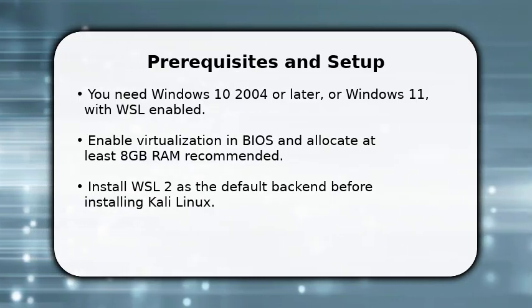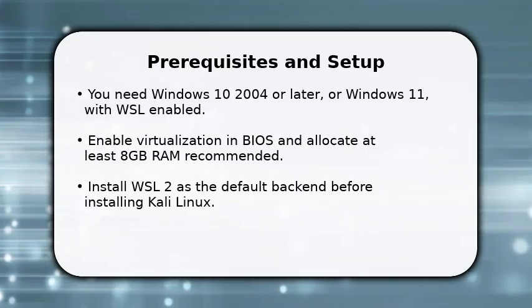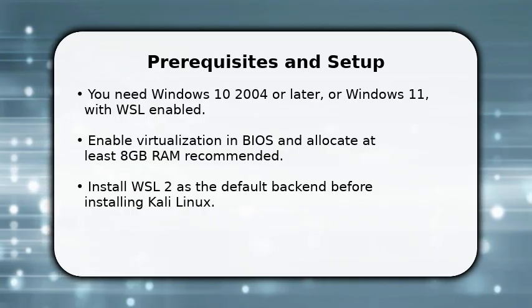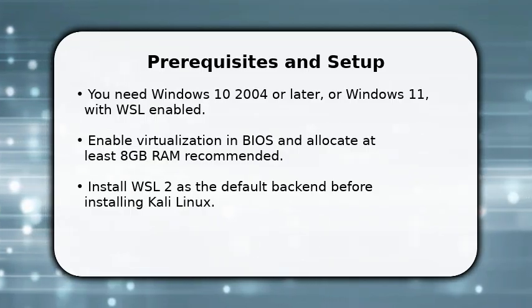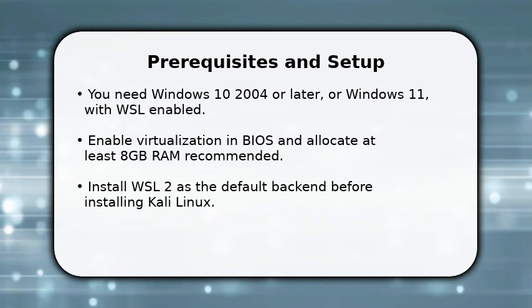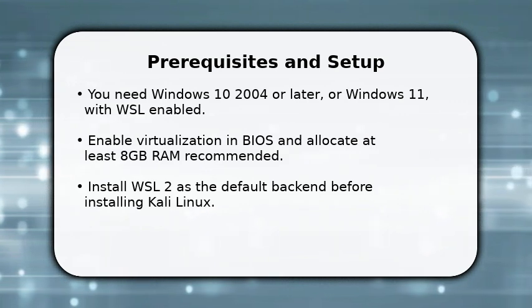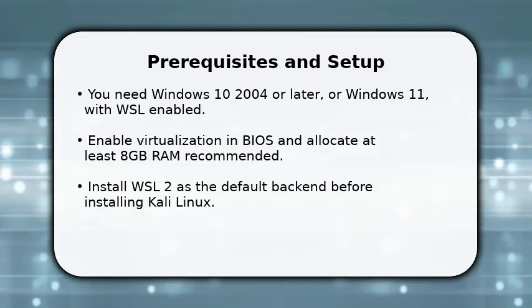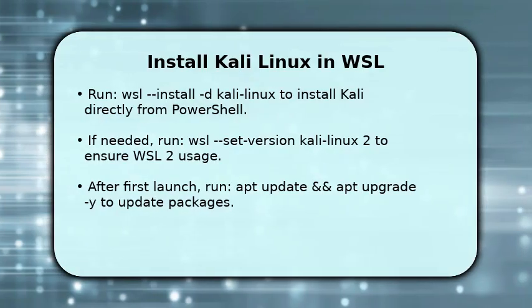Open PowerShell as administrator to enable WSL features and the virtual machine platform. Set WSL2 as the default backend to get full compatibility and improved performance for Kali Linux. Open an elevated PowerShell window and run the command wsl --install -d kali-linux to install Kali directly.